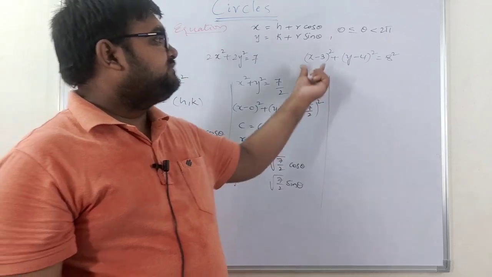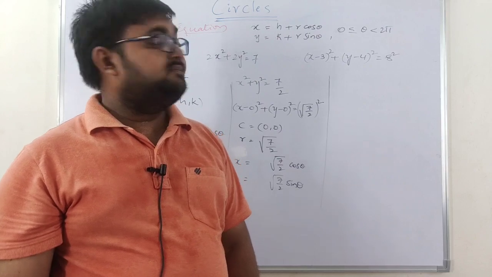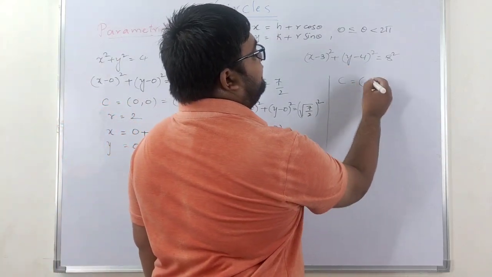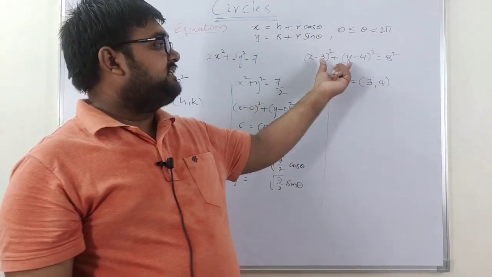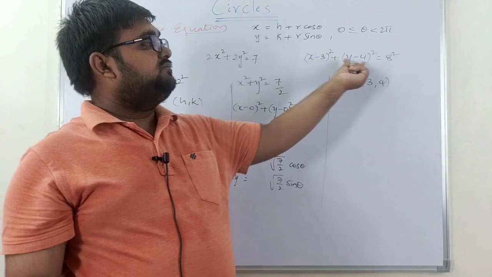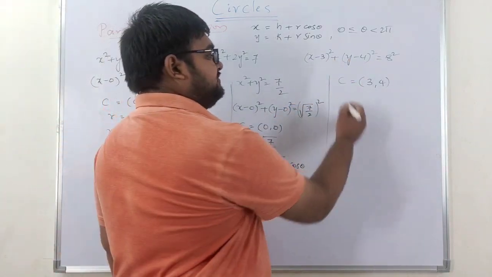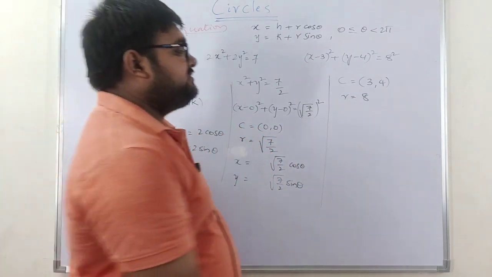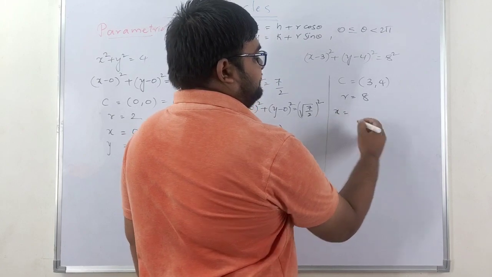And after this, one more question. What is given? (X minus 3) whole square plus (y minus 4) whole square is equal to 8 square. Now from this I can directly write down the center, because this is in standard form: (x minus h) whole square plus (y minus k) whole square is equal to r square. So directly r is also equal to 8. Now from this what I can say? So x is equal to h.